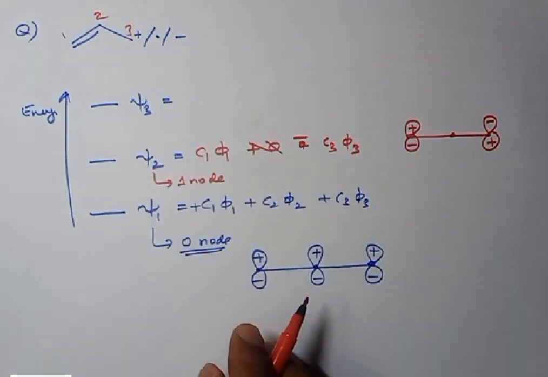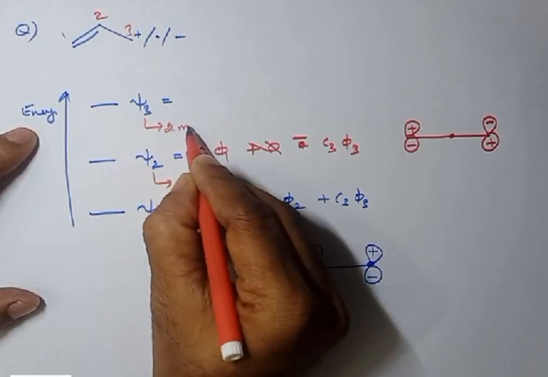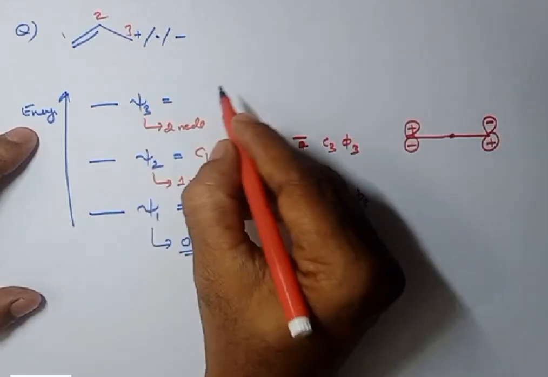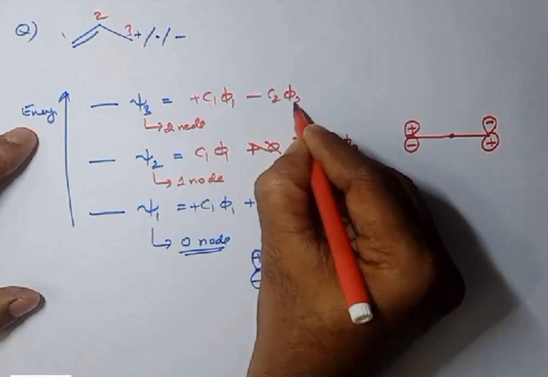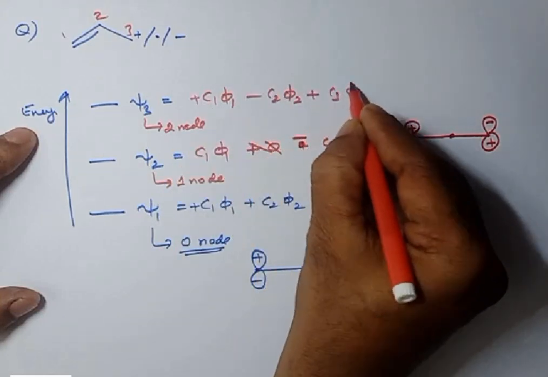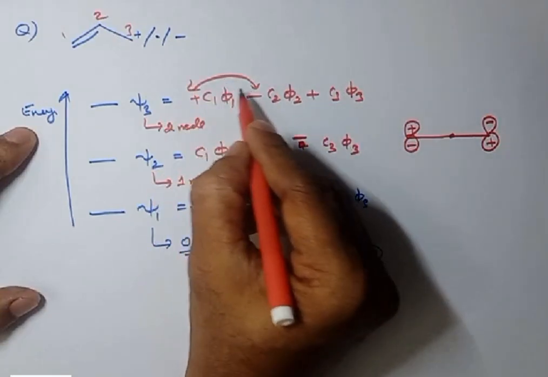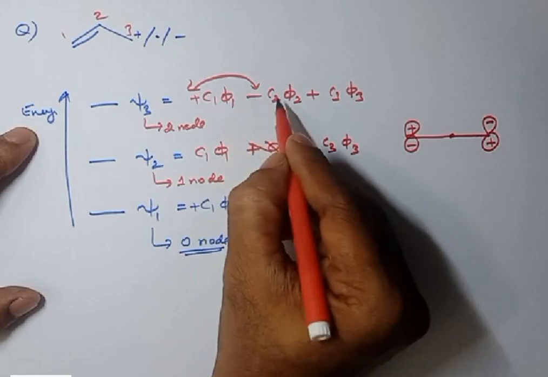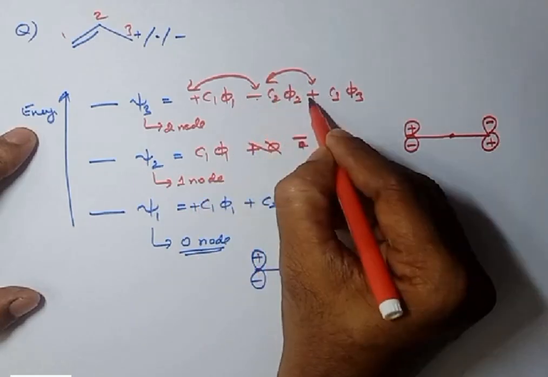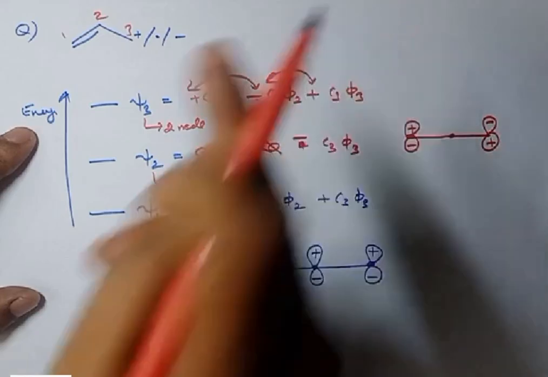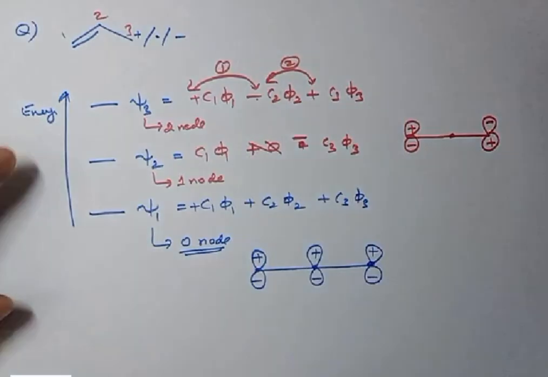What about psi 3? Psi 3 has 2 nodes, so it is very easy. You should place the 2 nodes between the carbons. So C1F1 plus minus C2F2, then plus C3F3. When the sign changes from plus to minus, that means there is a node. So between carbon 1 and carbon 2, we have a node. Then here also, see, the sign changes from minus to plus. When there is a sign change, there is a node. So I have a node here, I have another node here. So there are 2 nodes.